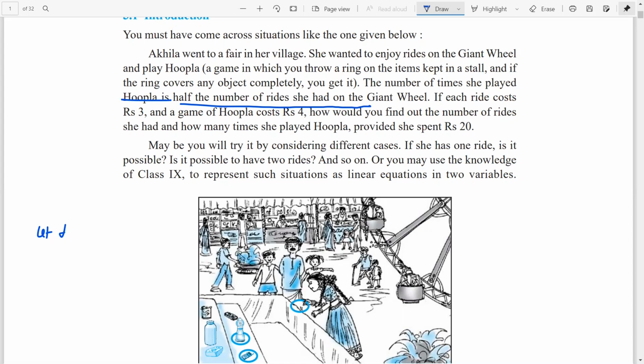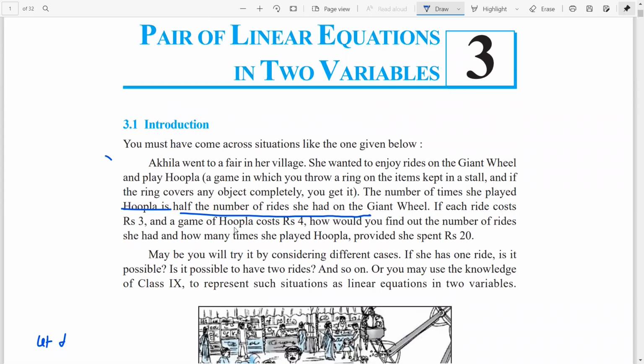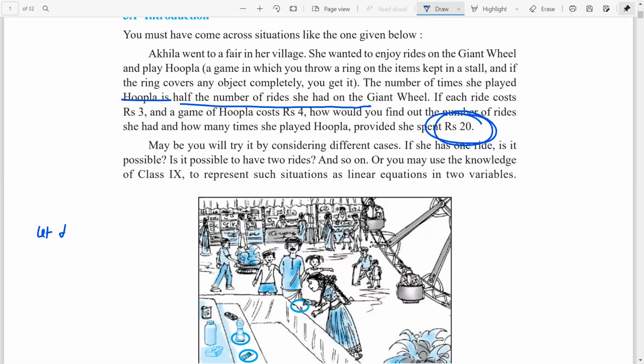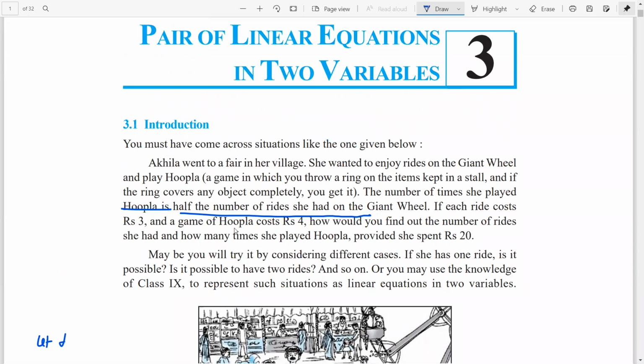We're going to start with a very simple one, which is there in the beginning of your NCERT book. There is this girl, Akhila, who went to her village fair and she wants to enjoy a giant wheel and she wants to play hoopla. There are two things she wants to do in the fair. And she has got only 20 rupees to spend, so her budget is fixed. She decided that she will play a certain number of times on the giant wheel, and she will play the hoopla game also some certain number of times. We have to find out how many times she played the giant wheel and how many times she played hoopla.